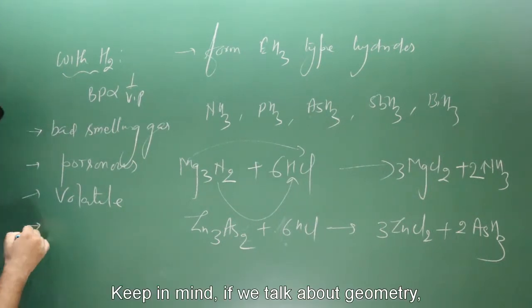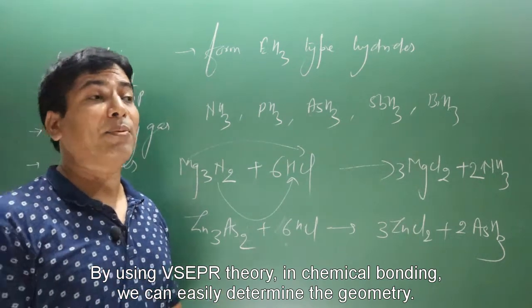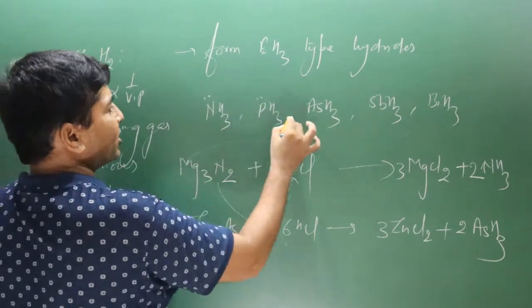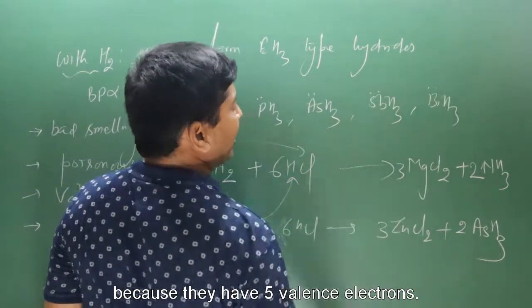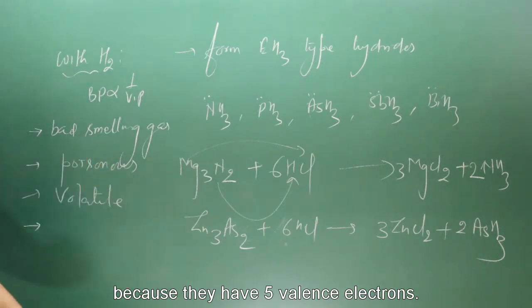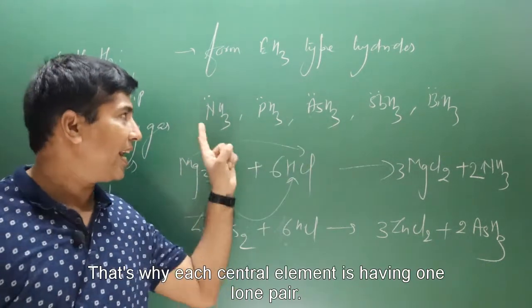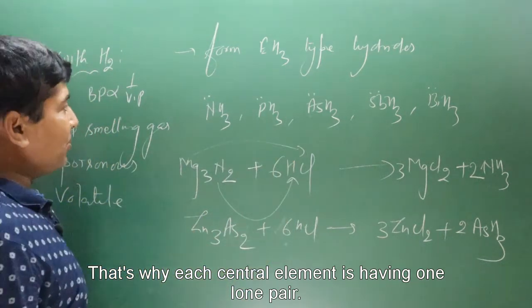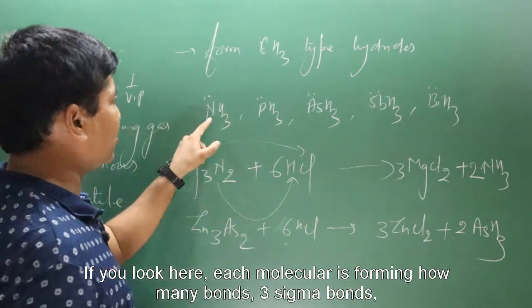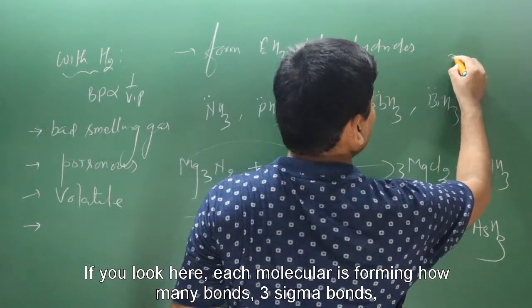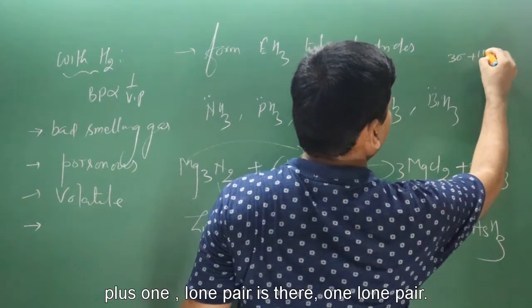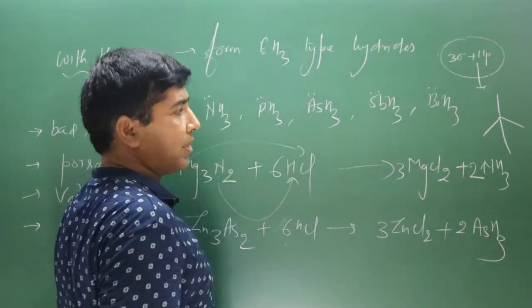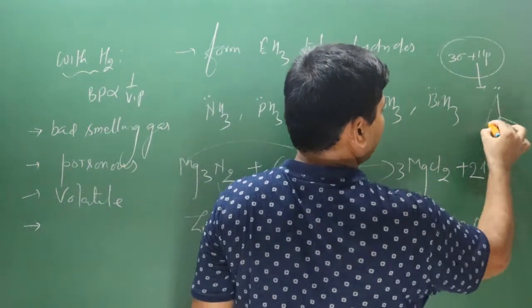And keep in mind, if we talk about the geometry, by using VSEPR theory in chemical bonding we can easily determine the geometry. Here nitrogen and phosphorus have lone pairs, because they have 5 valence electrons. Out of 5 they are forming only 3 bonds. That's why each central element has one lone pair. Each molecule is forming 3 sigma bonds plus one lone pair, so we have the tetrahedral as the main shape. One lone pair you can place over here, and now you can connect it.